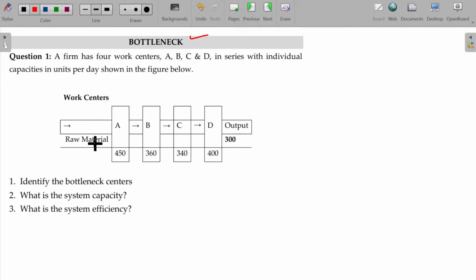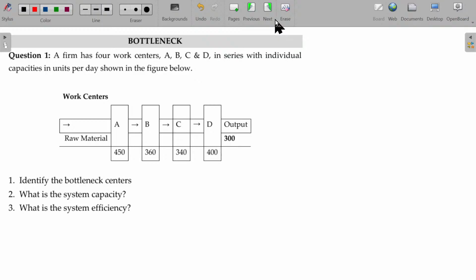If I put the raw material as input 450, A will process 450 units, B will process 360 units, C will process 340, D will process 400. Come on, tell me, what is the bottleneck? That's all. C is the bottleneck. So, A is capable of producing 450.